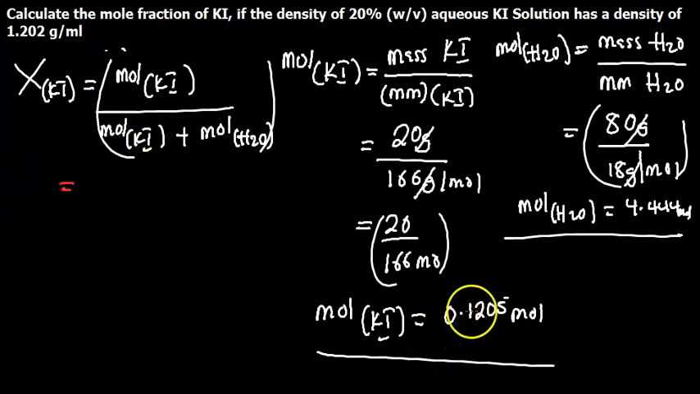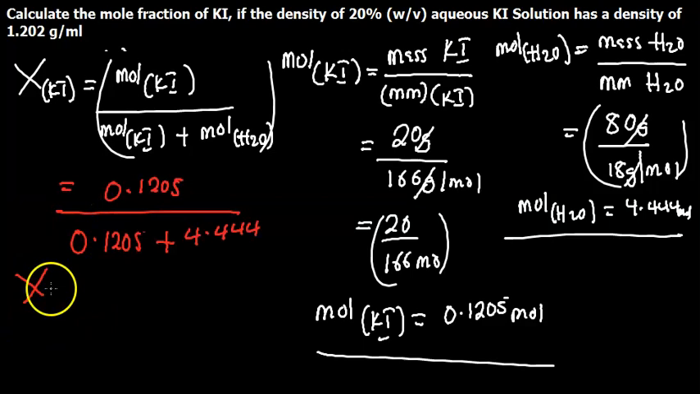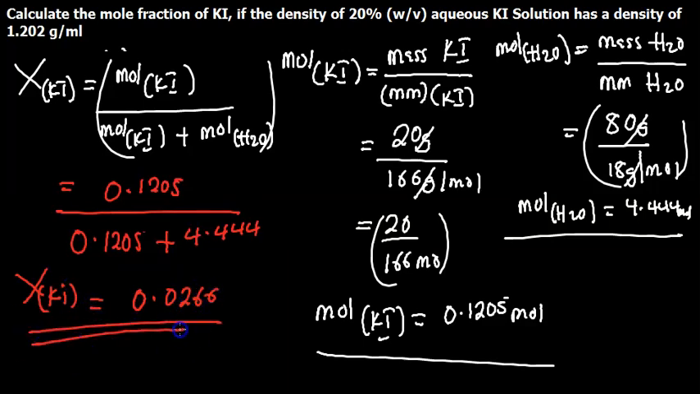In this case, the moles of potassium iodide we know to be 0.1205 mole, so we have 0.1205 divided by 0.1205 plus 4.444. If you add and divide everything, the mole fraction of potassium iodide is simply going to be 0.0266. So the mole fraction of potassium iodide is approximately 0.0266, and this is it for this problem.